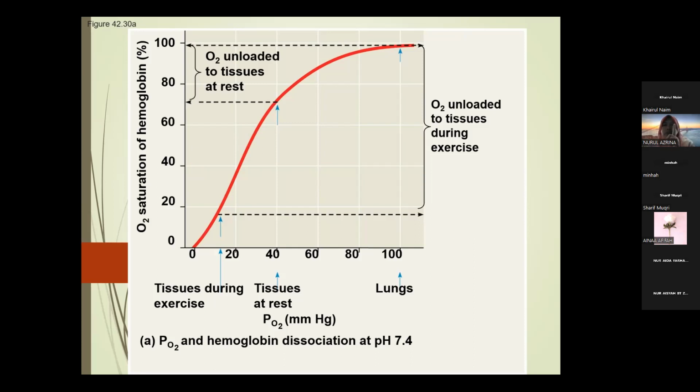Okay. For your information, this picture shows you the oxygen dissociation curve at pH 7.4. What does it mean? pH 7.4 is our normal blood pH. Because later we are going to see what happens to the oxygen dissociation curve at different pH of blood. You akan nampak perbezaan apa yang berlaku. Okay, right. So this is normal blood pH and this is our normal oxygen dissociation curve of hemoglobin. Okay, right. So let's start with the first question.